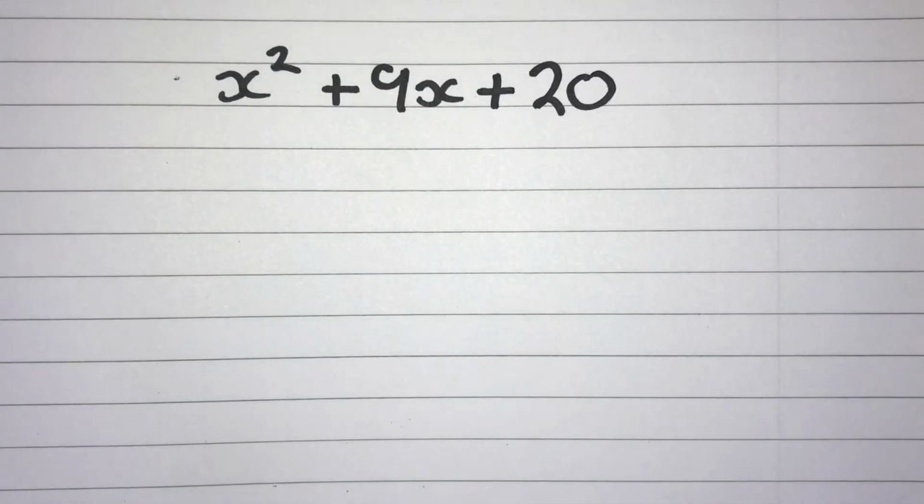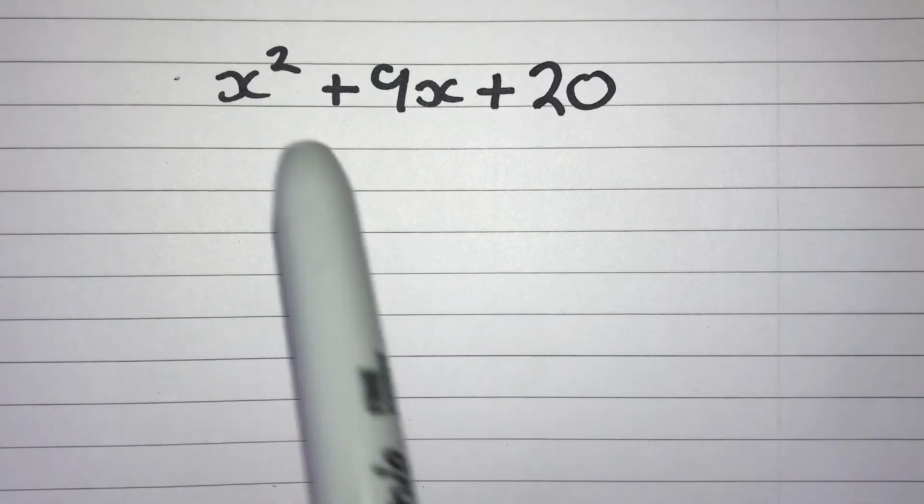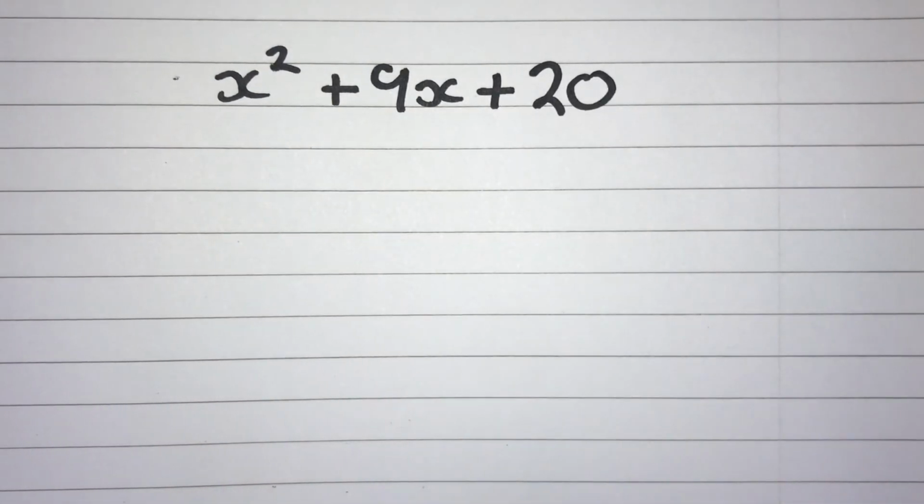Now, here's one example for you to have a go at. So this time we've got x squared plus 9x plus 20. If you want to pause the video for a moment, have a go at factorising this expression, and I'll go through it in just a second.